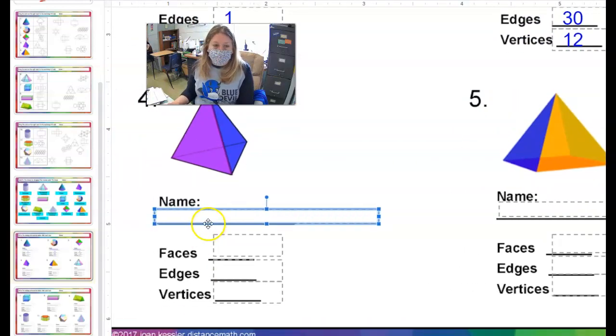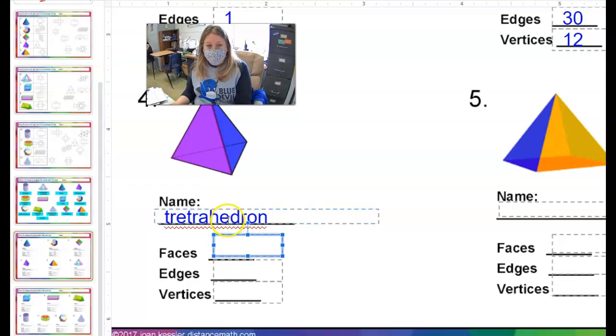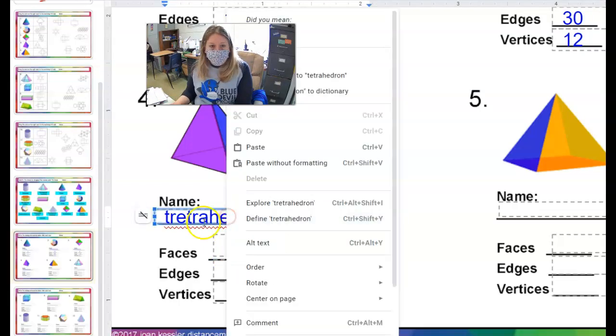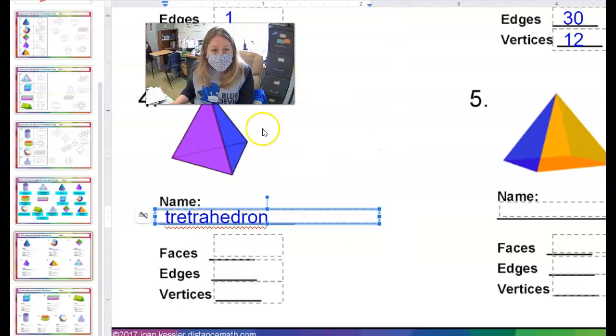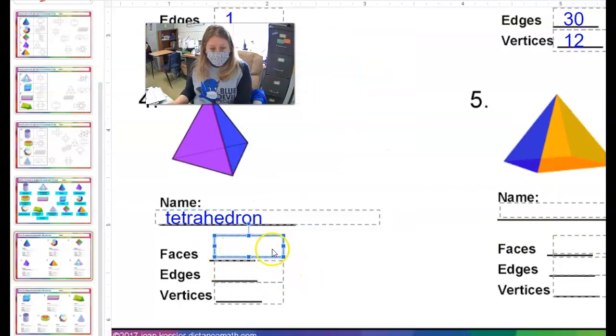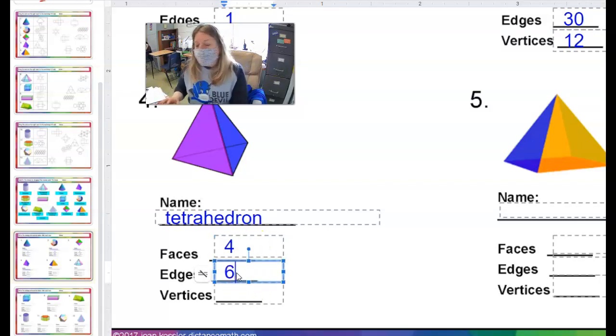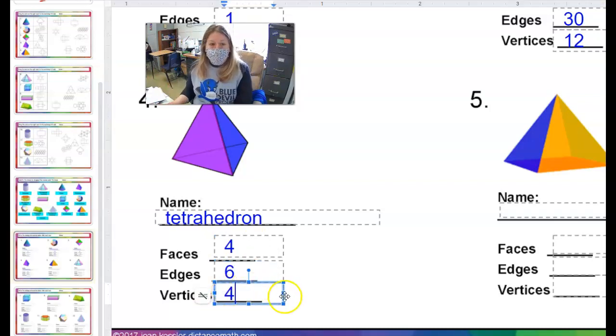4 is a tetrahedron. Yep, that's spelled wrong. Four faces, 3 triangles along the top and 1 on the bottom. 1, 2, 3, 4, 5, 6 edges, 3 along the bottom, 3 going up to the top, and 4 vertices.